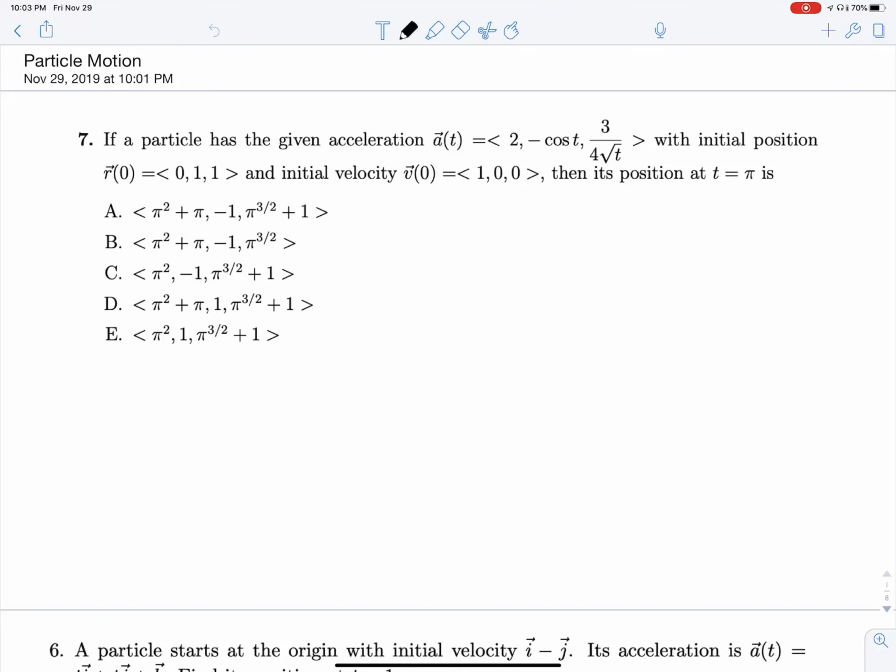Okay, here we go. Let's go through all the particle motion questions that have been asked in the past couple of years. I think there are about 10 of these, so it shouldn't take too long. These questions are pretty repetitive and similar.